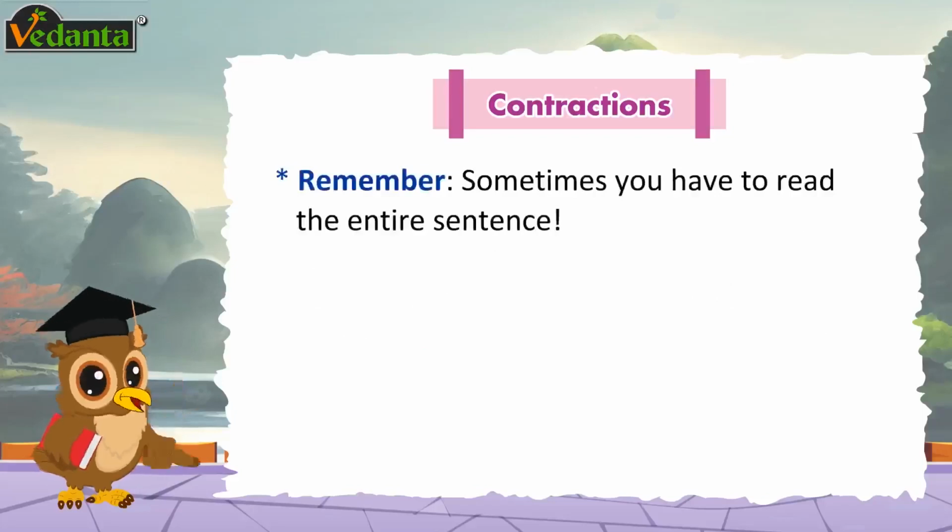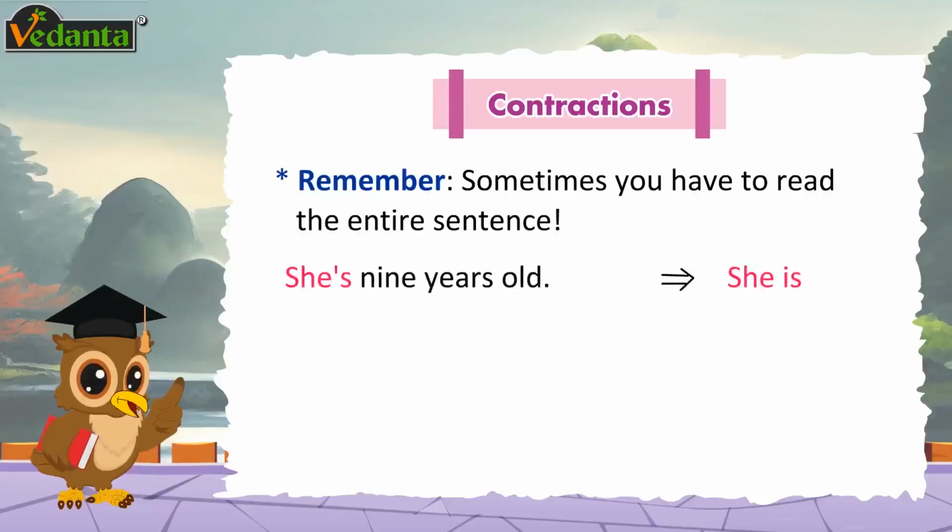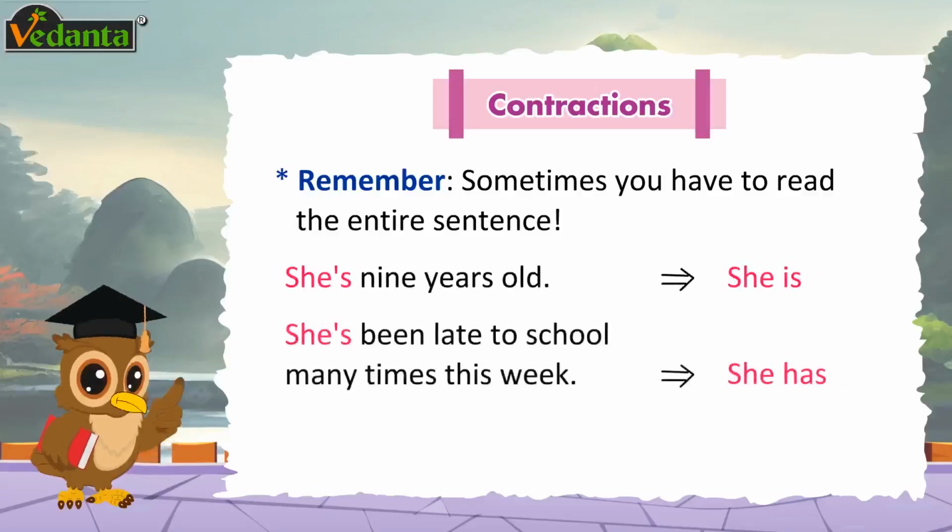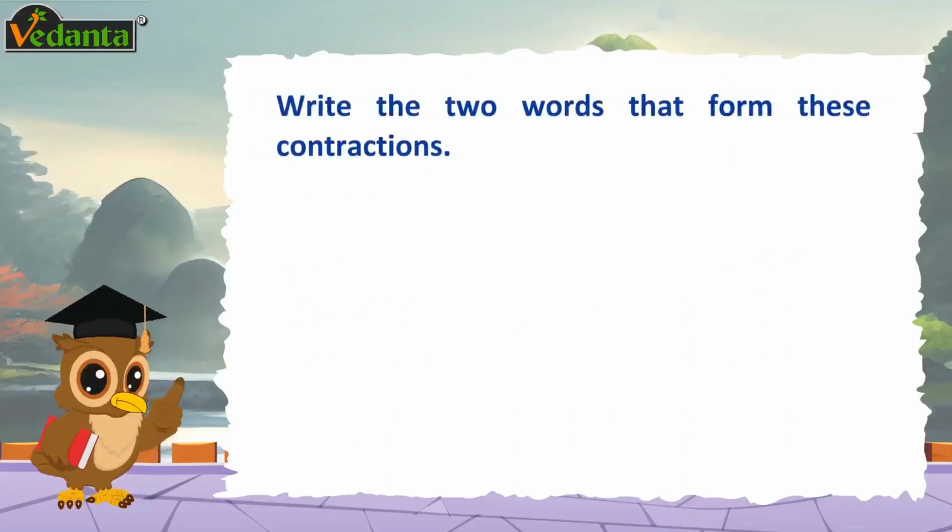Remember, sometimes you have to read the entire sentence. She is 9 years old. She is. She's been late to school many times this week. She has. Write the two words that form these contractions.